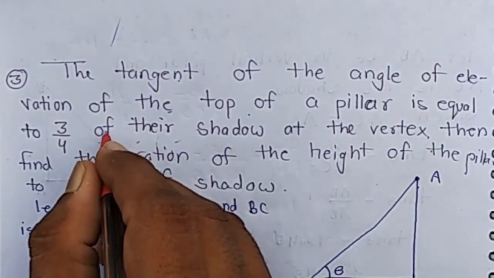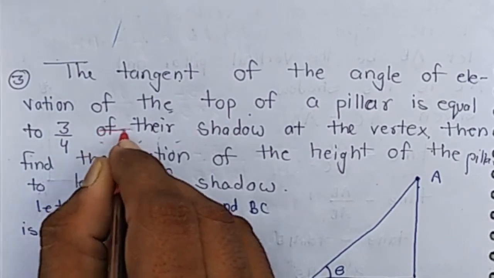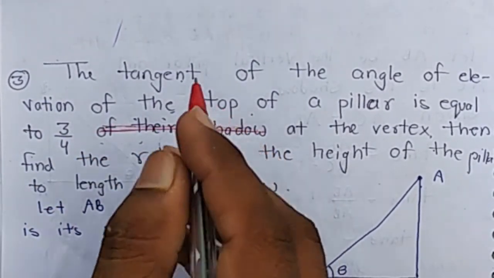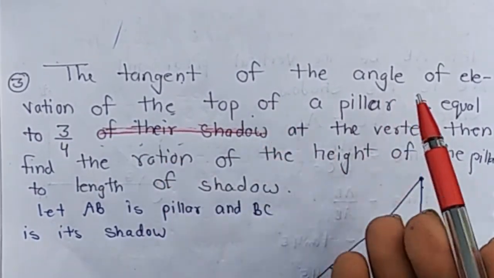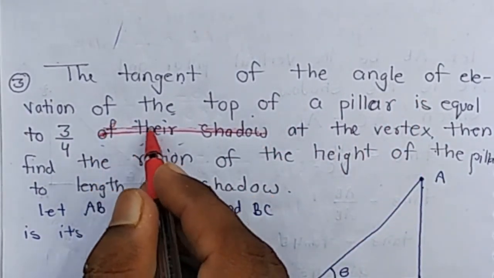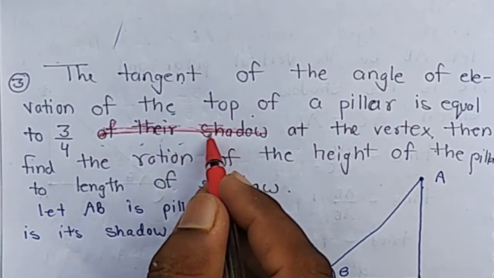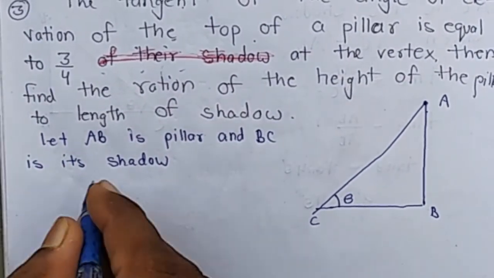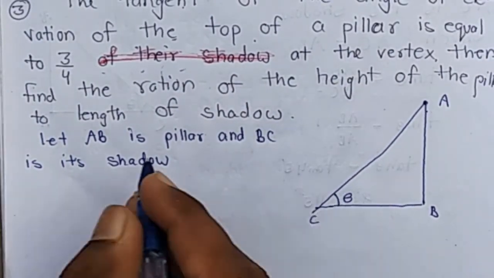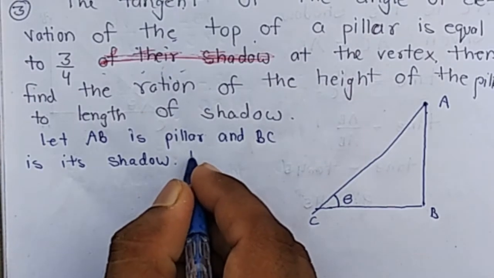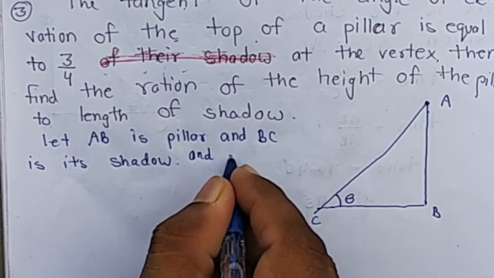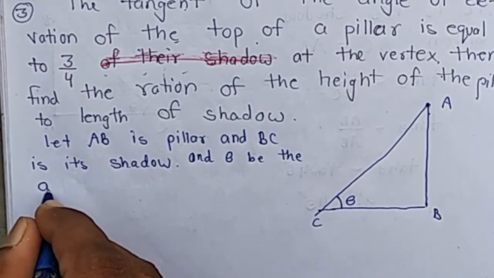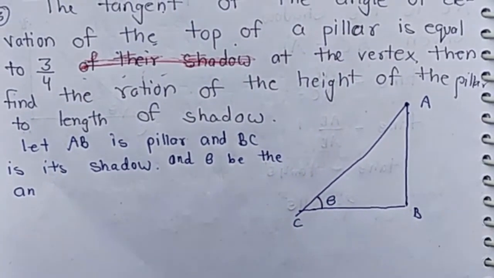This is incorrect. It means the tangent of the angle of elevation of the top of a pillar is equal to 3 by 4 only. It is a misprint in the book. Then, given that angle, let the angle of elevation be theta.